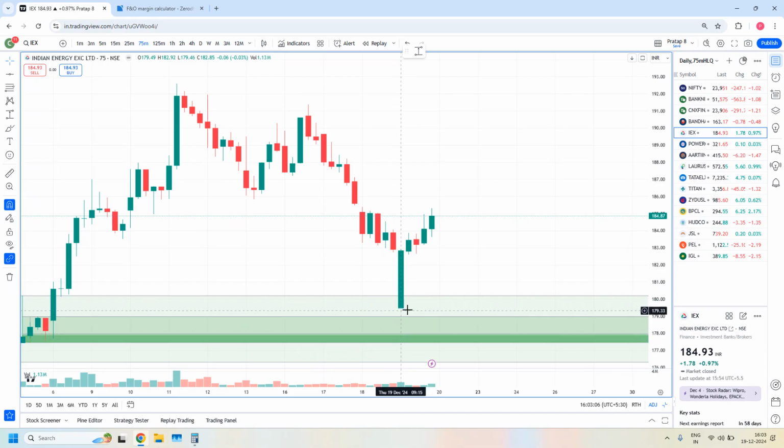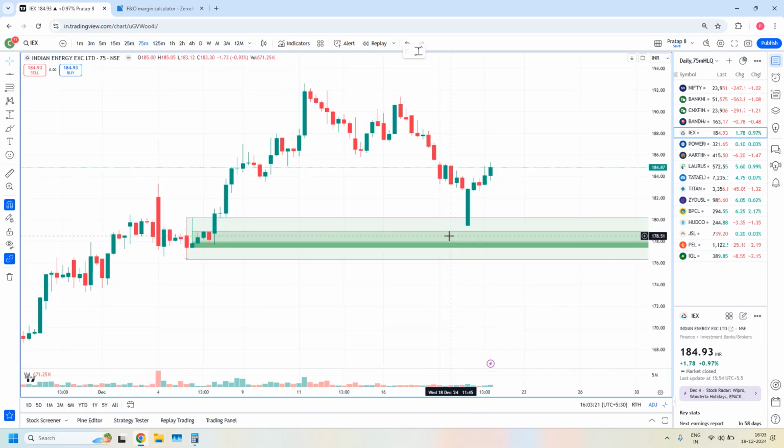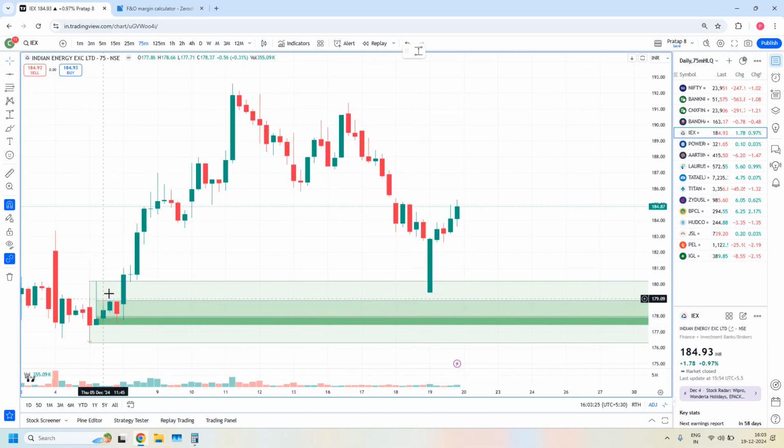Now you will be placing the order here, but did the price come to this area after the market starts? No, it's moving up, moving up, moving up. That means your trade would not have been executed here. And you may ask a question, this zone is already tested. Yes, it is a tested zone, but it is looking like a high liquidity zone.